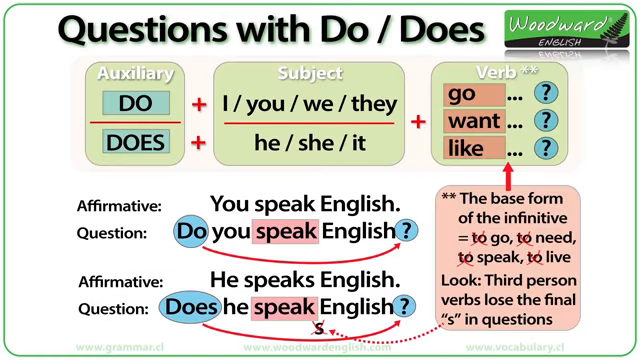Remember, do can also be used as an auxiliary verb for making questions in the present tense. Do you like chocolate? For more about do used in this case, see our video about do versus does. In this video about do versus make, we're talking about do as a normal verb and not as an auxiliary.